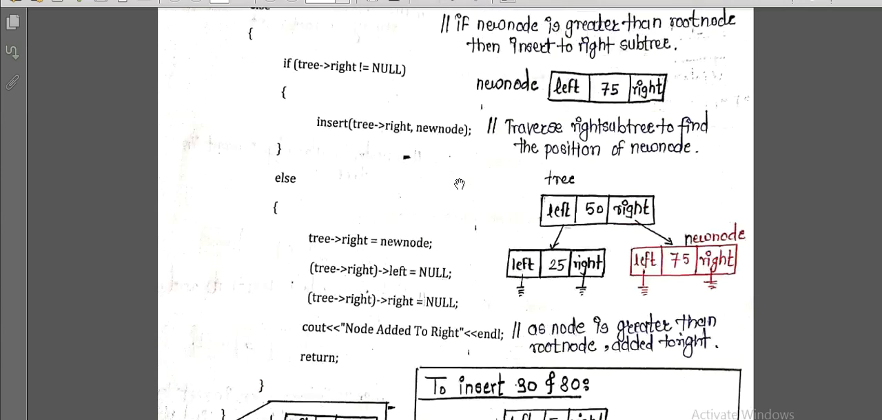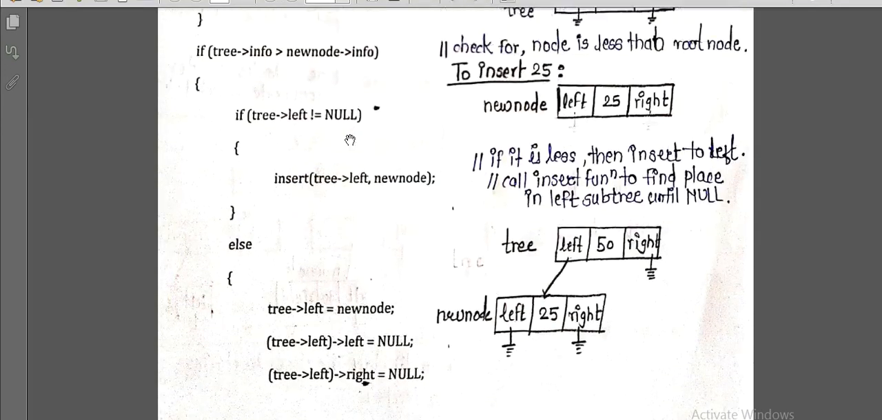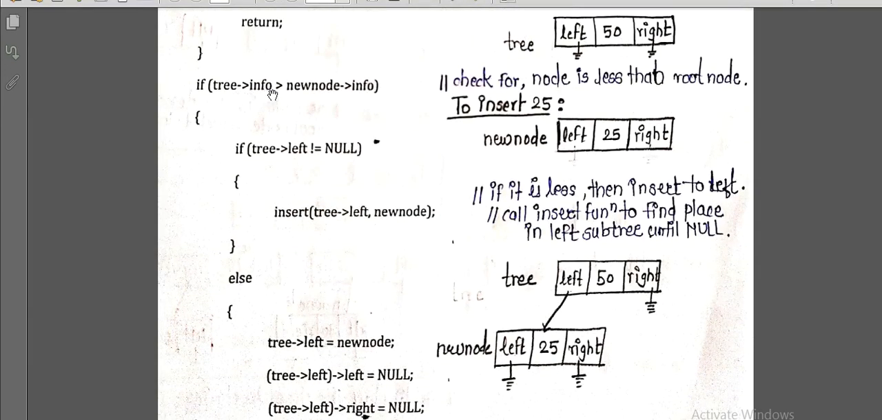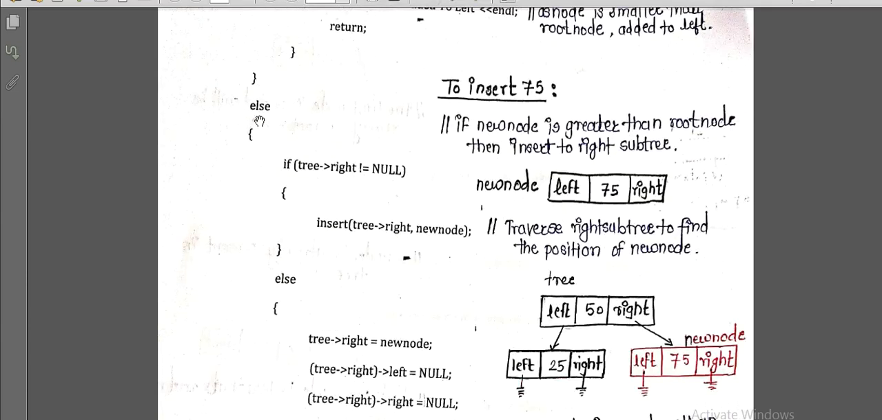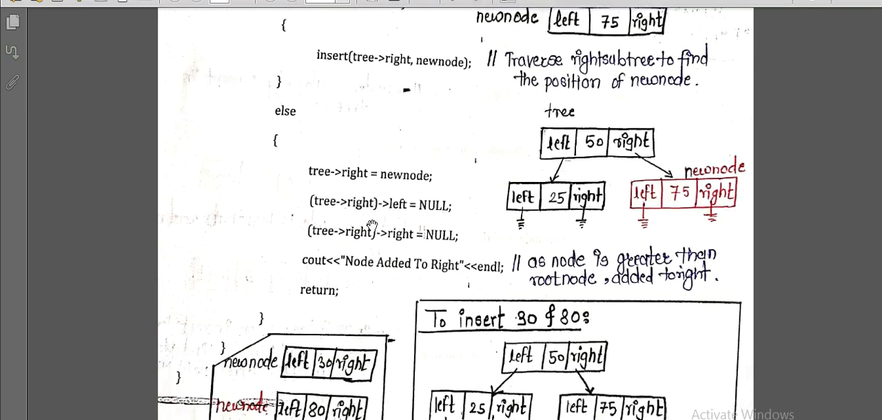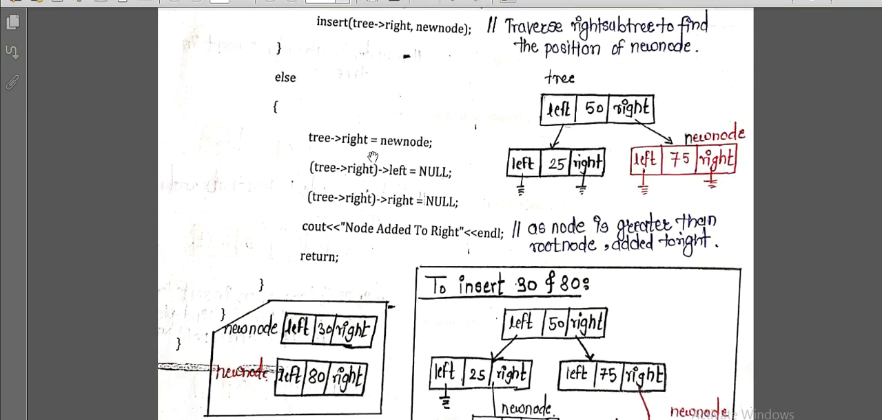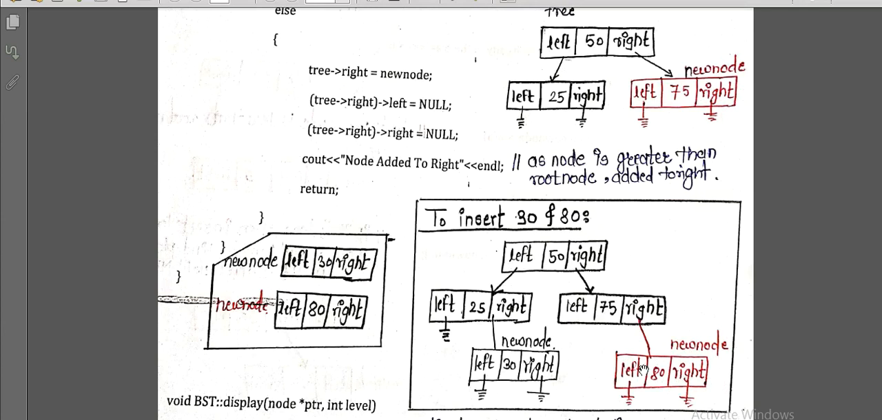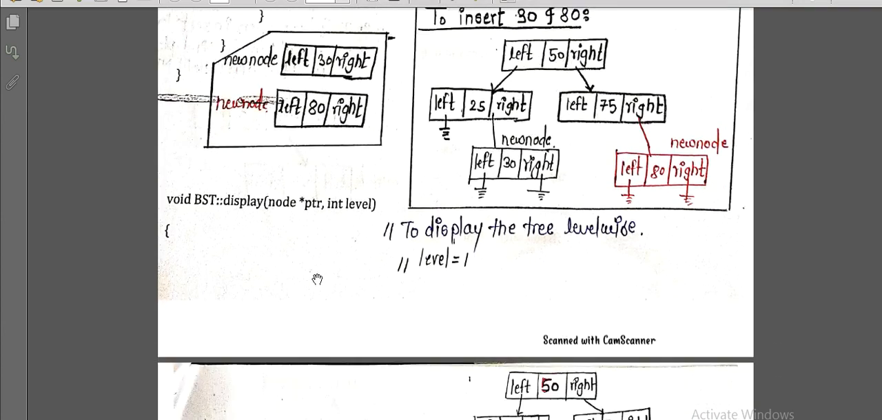And again we have to check whether 75 is less than the new node. Is 75 greater than the new node? No. So again we go to the else part, and here we check whether tree of right is not equal to null. No, it is null. So again we go to the else part, and here we assign the new node, and with that we make its left and right child null. So this is the working of the insertion function.